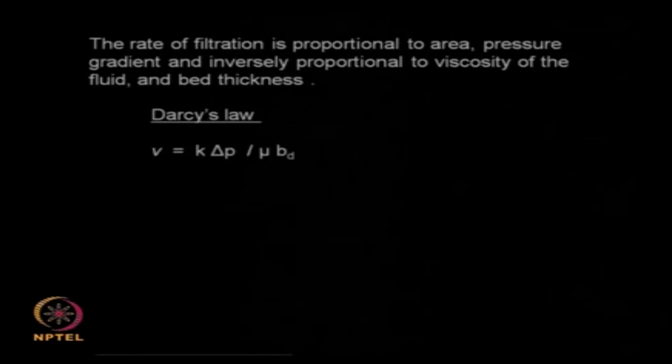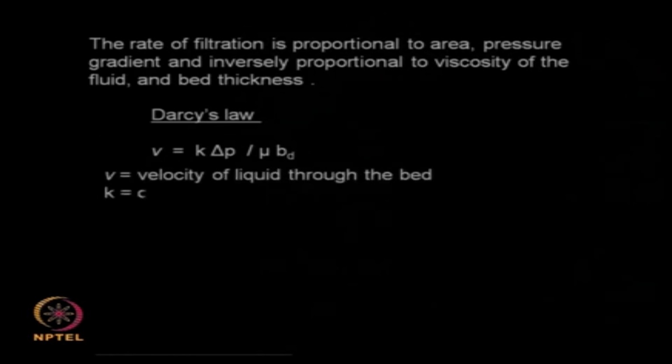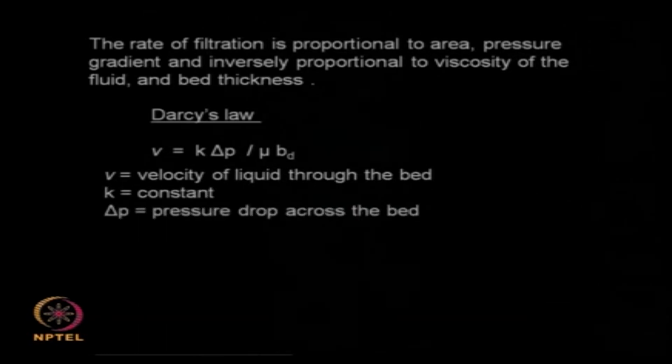In the last class we saw that Darcy's law appears like this: velocity is equal to K, that is a constant, times delta P, that is the pressure drop, divided by mu, the viscosity of the medium, and B, your bed thickness. So it is a very simple equation and it assumes certain conditions, especially relating to the Reynolds number. The Reynolds number has to be within a certain region, only then is this law applicable, otherwise you have a very concentrated slurry and it might not be applicable at all.